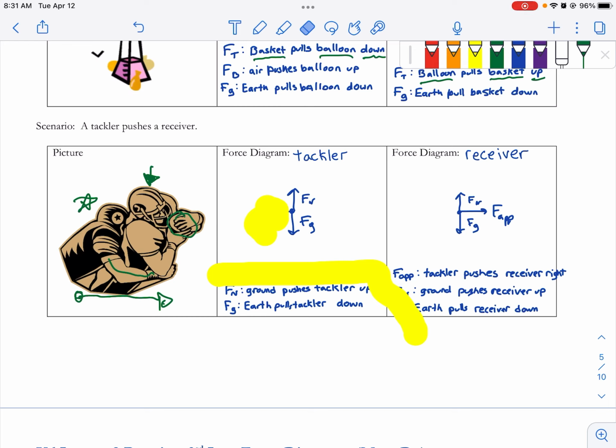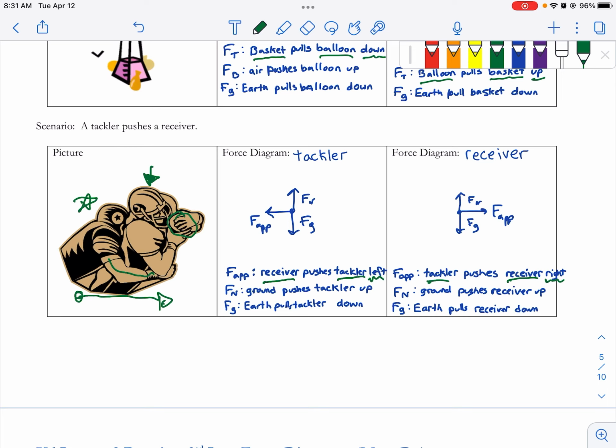And as a result of that, there's some resistance there. Like if you were the tackler and you pushed on this guy, you would feel the pressure back on you. That is the receiver pushing back on the tackler. So the receiver is also pushing the tackler to the left. And maybe you're getting so good at identifying action and reaction forces here. The receiver pushes the tackler to the left. The tackler pushes the receiver to the right.